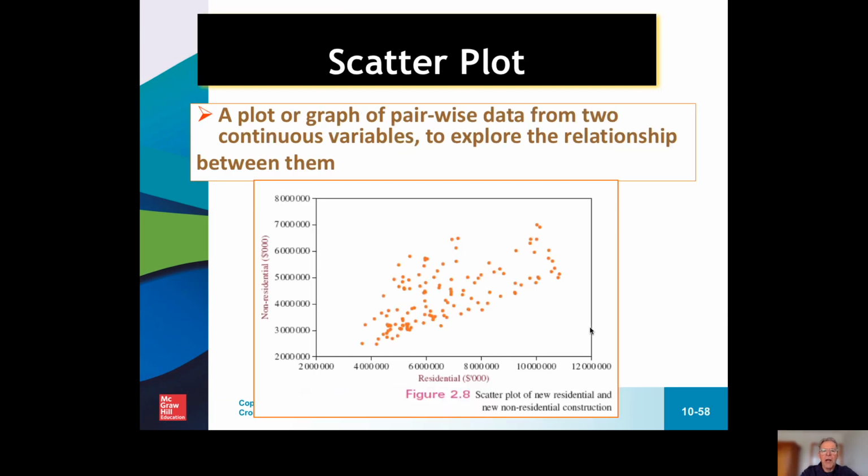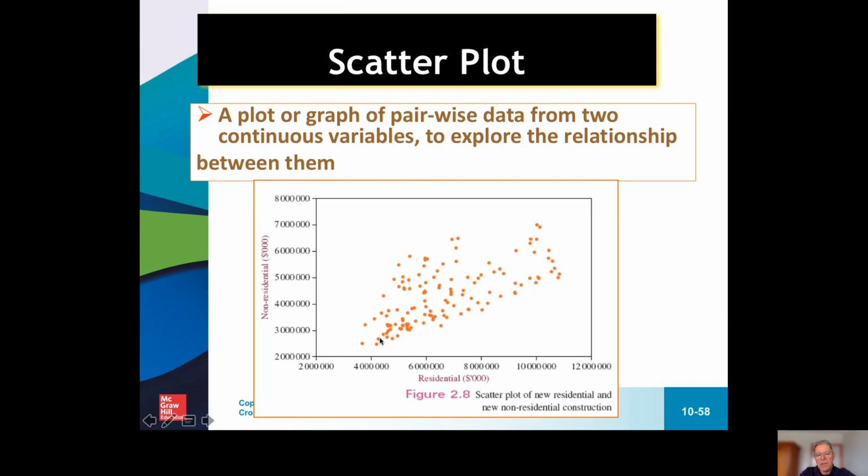Scatter plot, helpful for seeing, is there a relationship between my x-axis, residential sales maybe, or construction, versus non-residential construction in dollars? And it seems there is some link. It's a bit all over the place. The dots are a little bit all over the place.